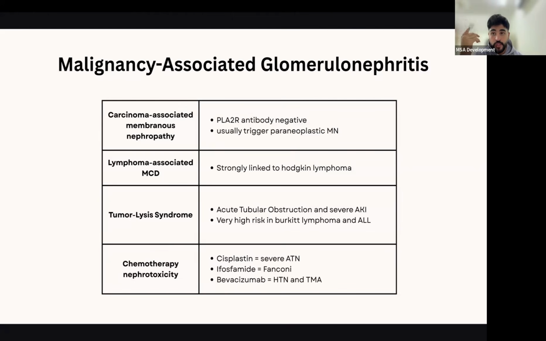You could get severe acute tubular necrosis. In ifosfamide, you get Fanconi. Just know that it has a lot of Fs, so it's going to lead to an F, so Fanconi. And bevacizumab could lead to hypertension and TMA, okay, which is thrombotic microangiopathy.